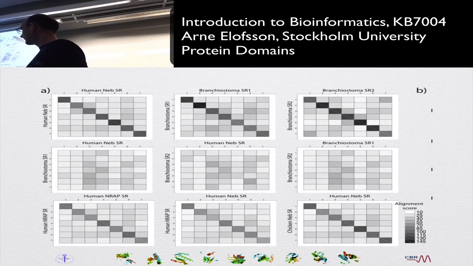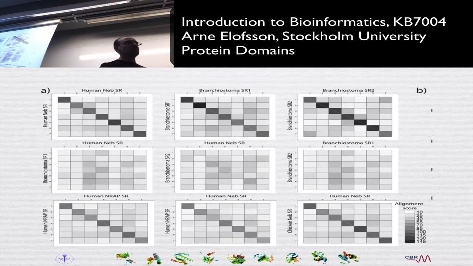And the same thing with NRAP, the other human protein, which is similar to the human nebulin. And chicken, all the animals look the same, basically. So we argue here that this pattern of seven domains duplicated many times has probably evolved three times: twice in Branchiostoma and once in all the other vertebrates.